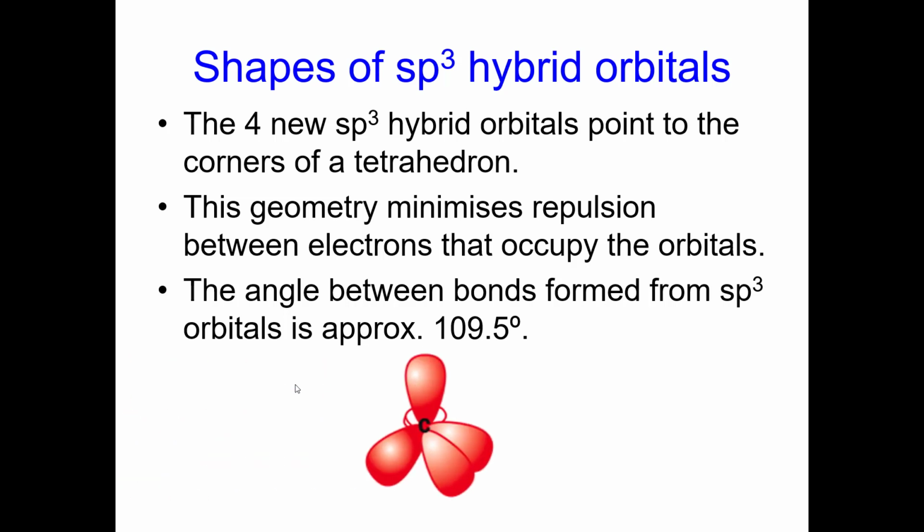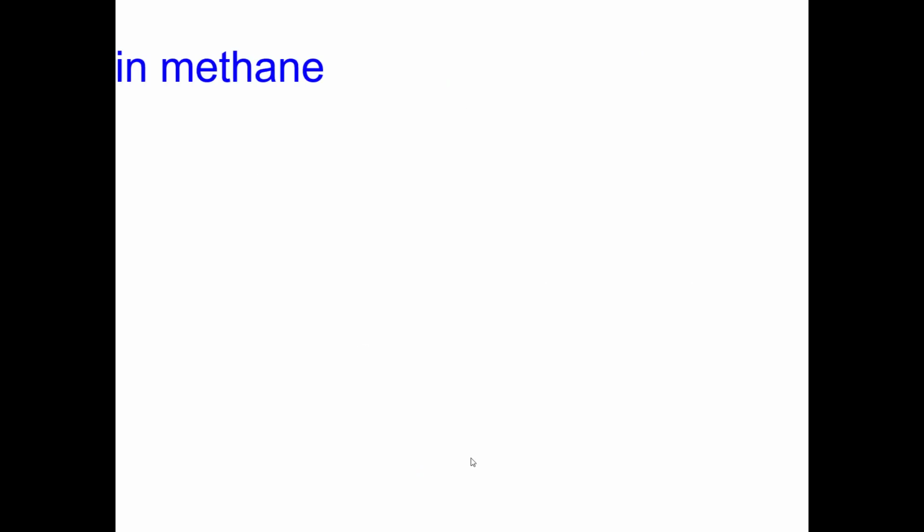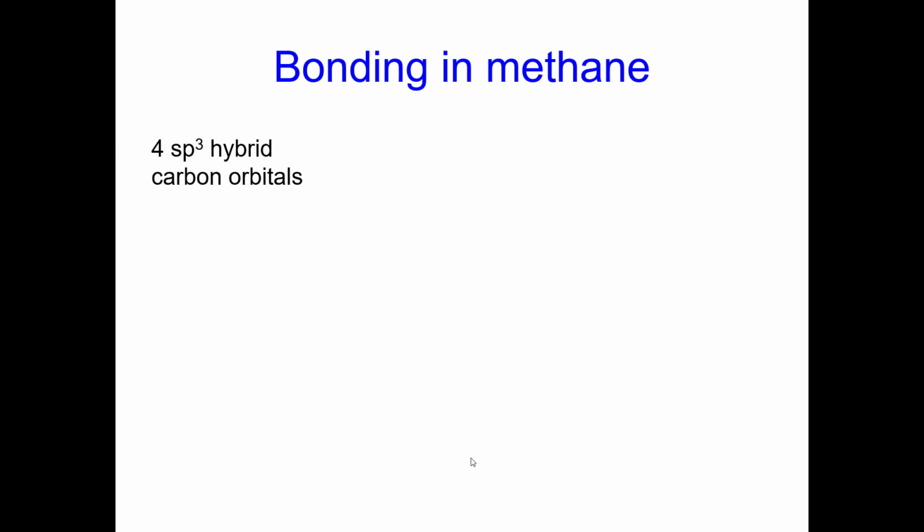When we draw it out, it looks something like this. Each of these red balloons represents one bond for carbon, an sp3 hybridized bond. And we have four of them because carbon has four bonds. Let's look at a molecule with that. Our simplest one is methane. So we have our carbon with our four sp3 hybrid orbitals, all of equal energy.